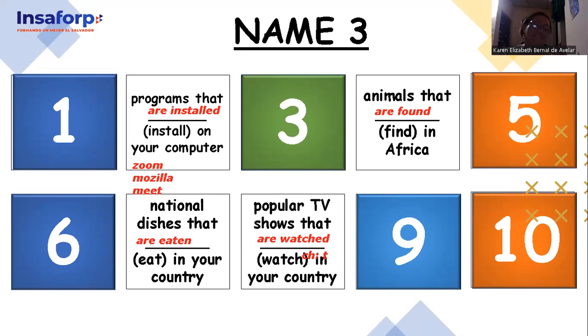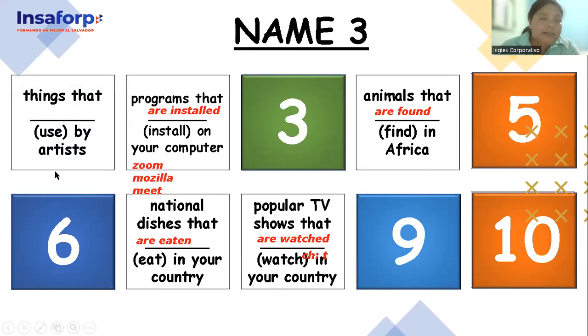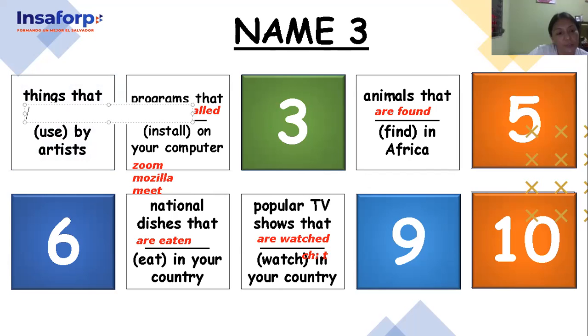Okay, let's see. We're supposed to select another number. Please, select any. Number one, okay, let's see. Things that are used by artists. Uh-huh. Things that are used by artists.